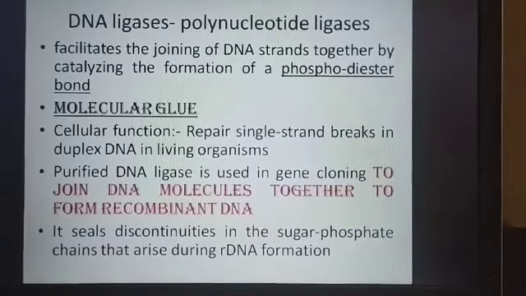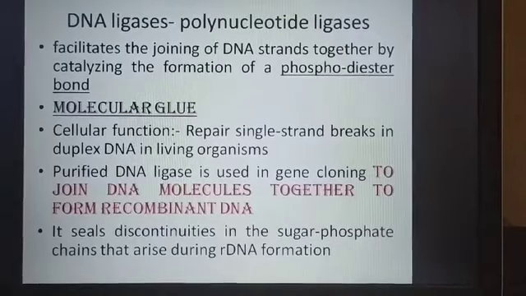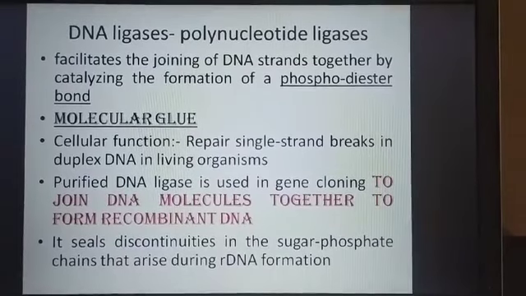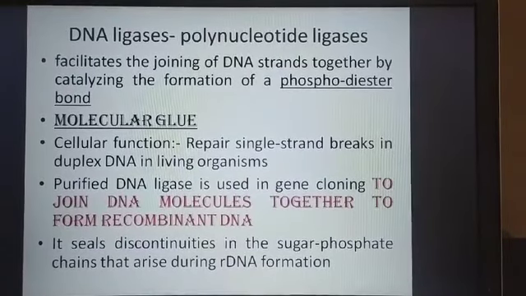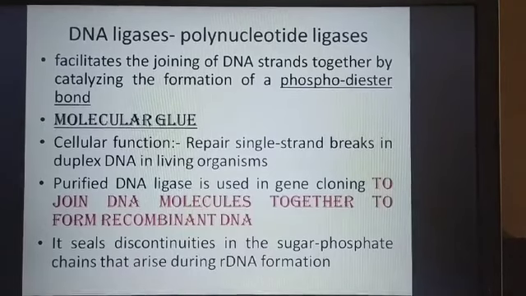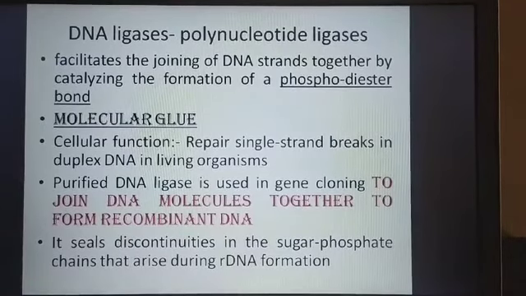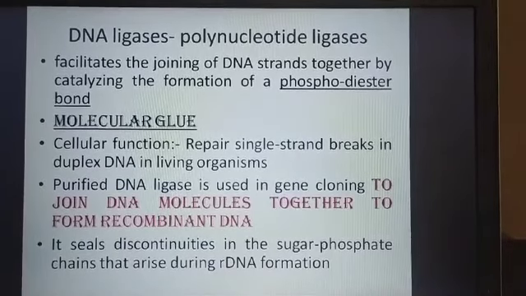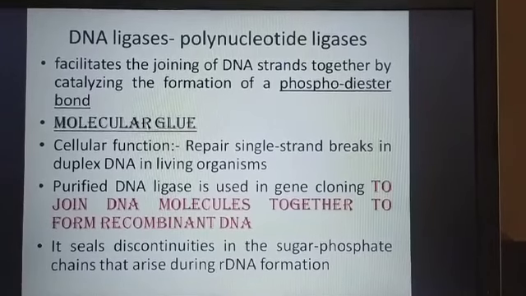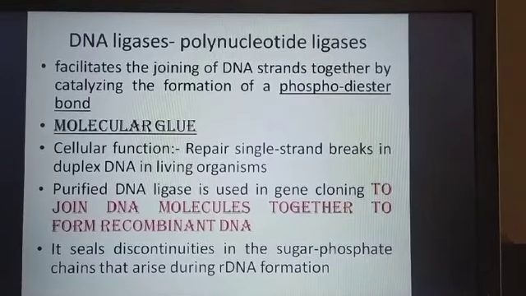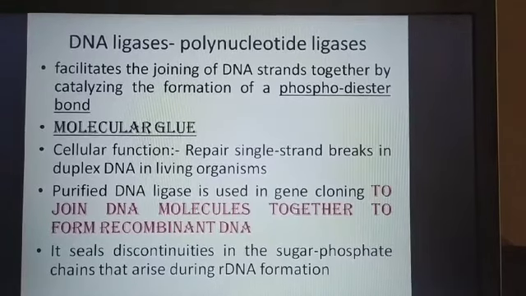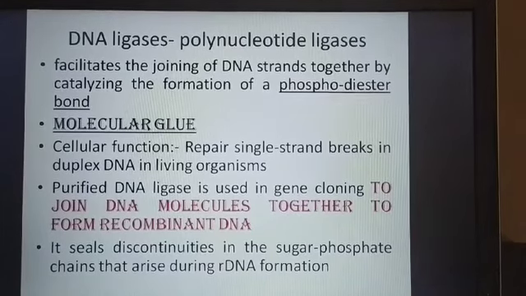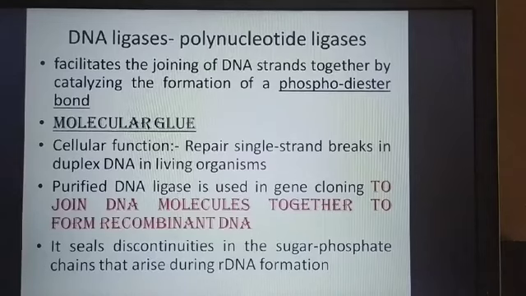Now, we will have a discussion on the other enzymes apart from restriction enzymes which are used in recombinant DNA technology. The first of them is DNA ligase. DNA ligase is also called polynucleotide ligase. This enzyme is also called molecular glue because it catalyzes the joining of DNA strands together. So two different DNA molecules, or two DNA strands, can be ligated together with the help of this enzyme, and it catalyzes the formation of a phosphodiester bond. That is why this enzyme is also called the molecular glue.